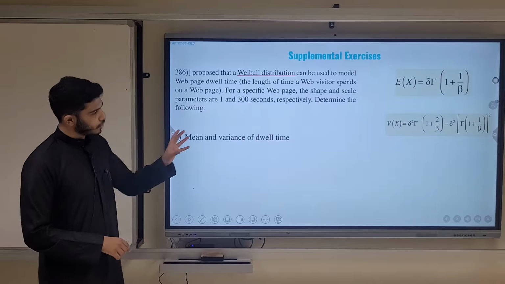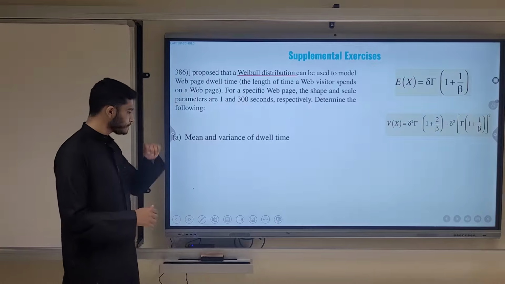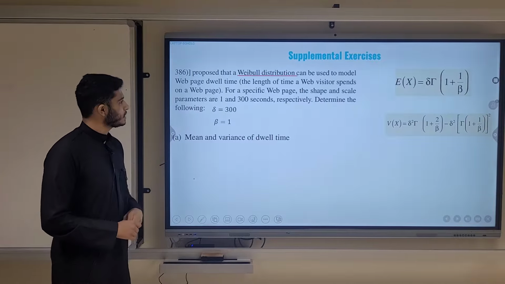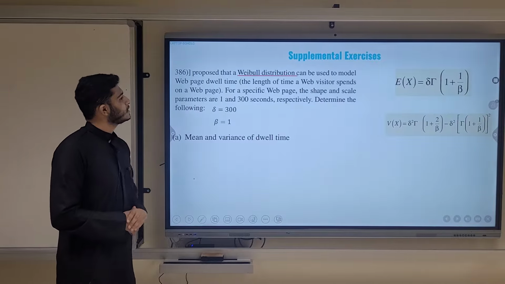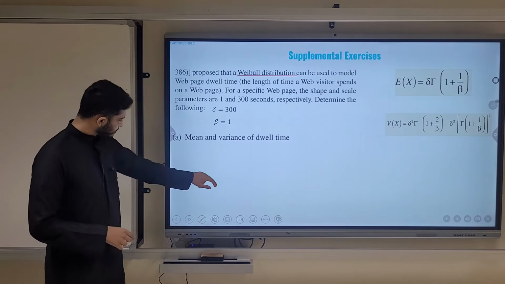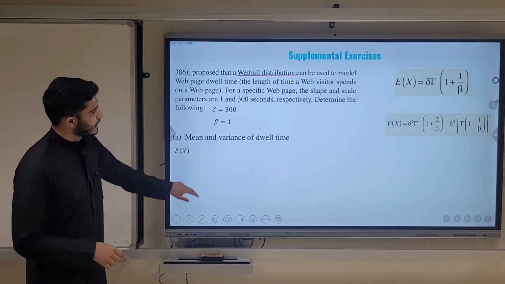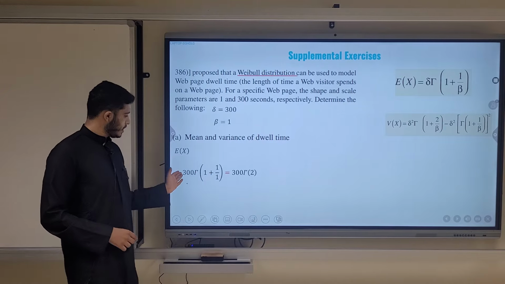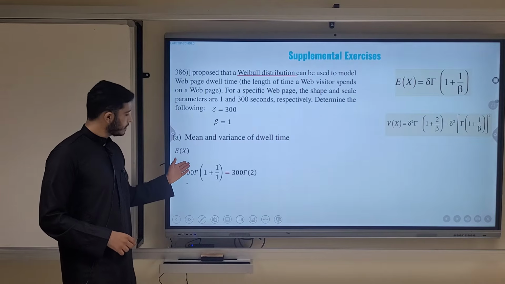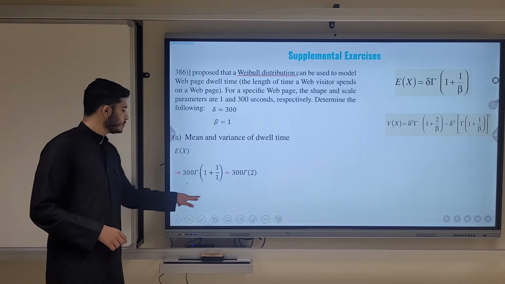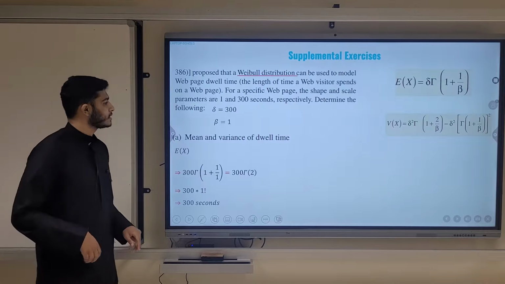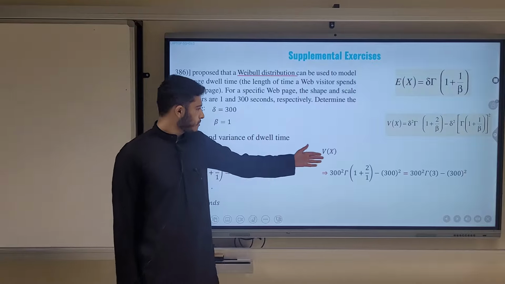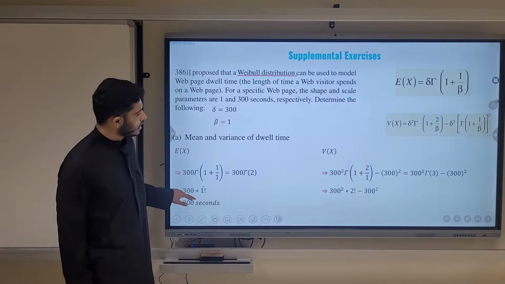Okay, so we're going to use the Weibull distribution, and we have to determine the mean and variance of dwell time. We have to have the formula for the mean and the formula for the variance. We put in our parameters, where 300 is delta, the scale parameter, and beta equals 1, the shape parameter. With this, solve for the expected value. The expected value is going to be 300 multiplied by gamma of 1 plus 1, which is gamma of 2. Solve it, and you end up with 300 seconds as the expected value. And the variance is going to be this long solution here.